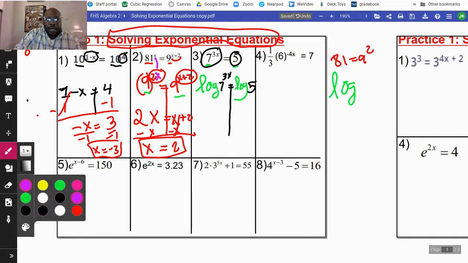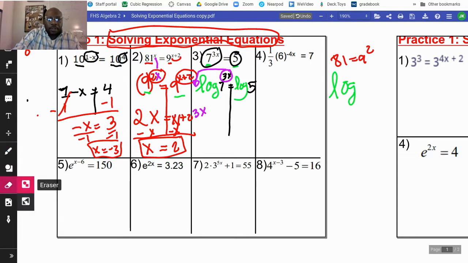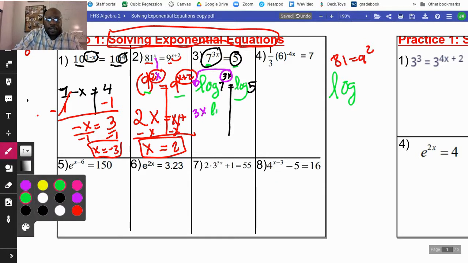You also learned from me last time that if you have an exponent right here with the log, just bring it to the front. Boom. So you should now have the 3x in the front with the log. Let me just make sure I erase, I don't want that to be a distraction. All right, so you have 3x, and then you still have your log of 7 on that side.